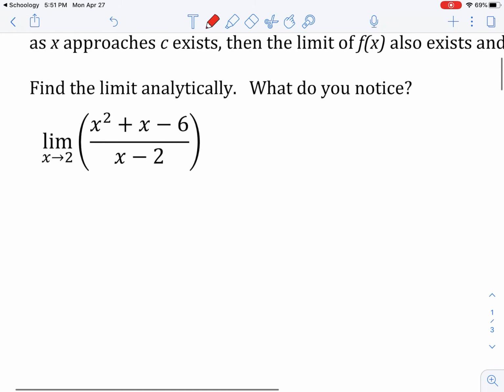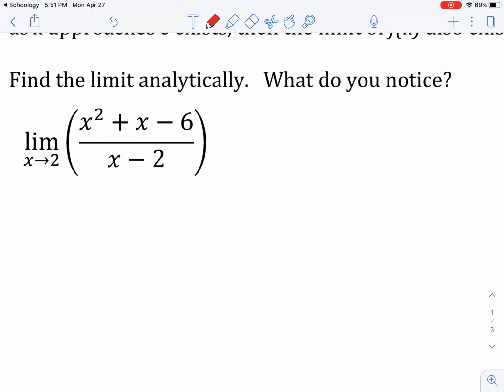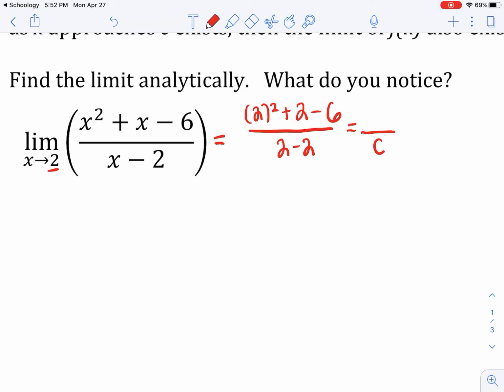All right, so it says find the limit analytically. So just like 2 days ago notes, okay? So we are going to say, all right, I'm going to use direct substitution to plug in 2. So we're going to do 2 squared plus 2 minus 6 divided by 2 minus 2. So numerator, let's not do that first. Let's do the denominator first. The denominator is 0. That's not okay, because it doesn't matter what I get in my numerator, I can't divide by 0. But let's see what we get in our numerator.